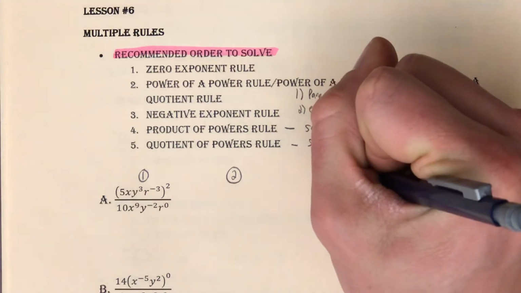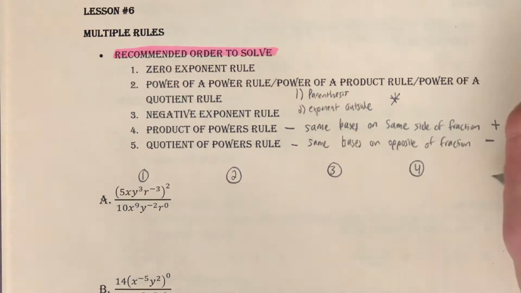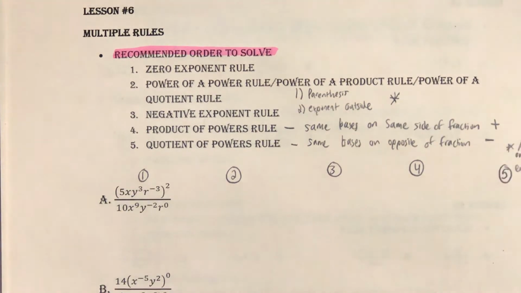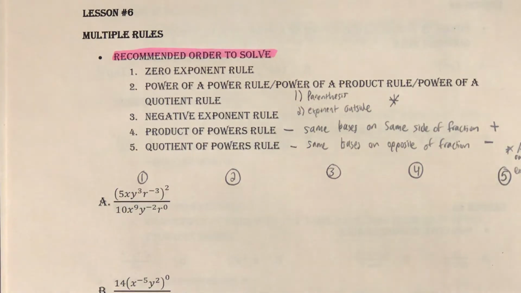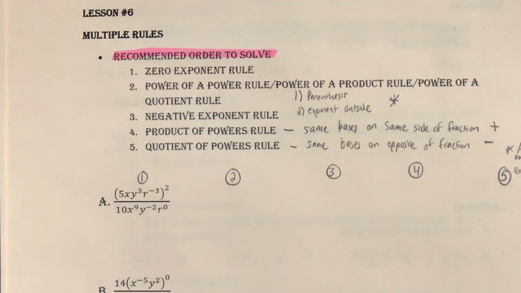Third column after that. Fourth column after that. And then the 5th column right over there. Now the reason we have these 5 columns is we're going to do each one of the rules at each number that it lines up with. So in the number 1 column, we're going to check for 0 exponents.